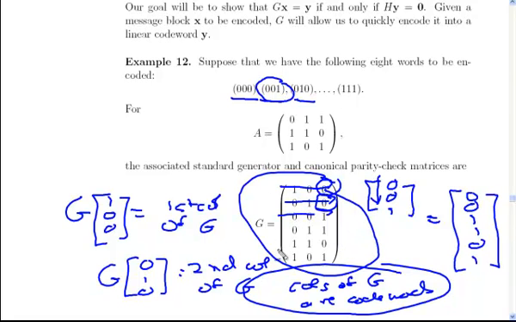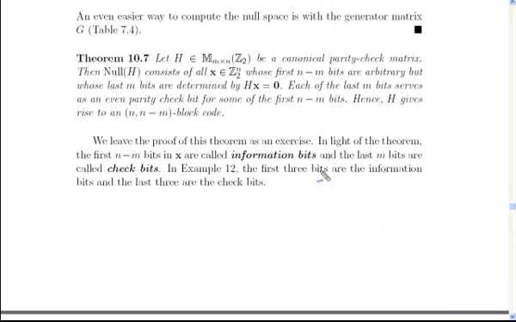Now, that's not all the code words. That's only 3 of them. It turns out, though, that we can get all the code words in terms of these 3 code words that we get from the columns of G. Let's see what Theorem 10.7 says. Theorem 10.7 says, let H be an m by n matrix with entries in Z2. It's a canonical parity check matrix. That means that H has this form, A, and then the identity.